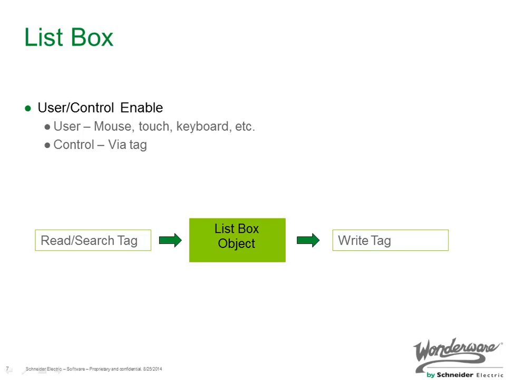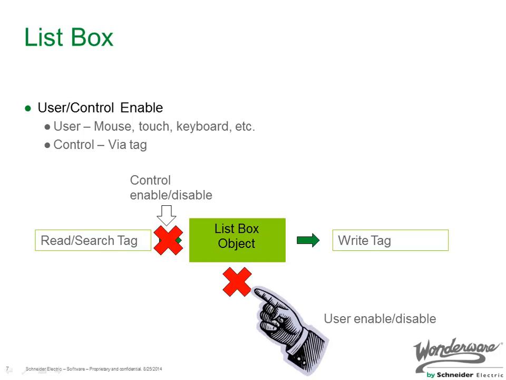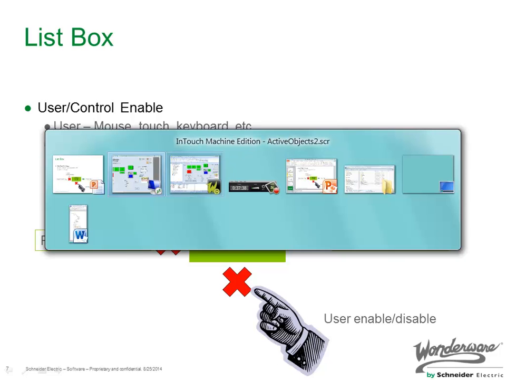But now I'm going to change those user enable and control enable tags. What that does is the read search tag is controlled by the control enable or disable, so it will block the use of that tag to drive the list box object. And alternatively, the user enable field will block whether or not a user can drive that. So let's go ahead and configure those.